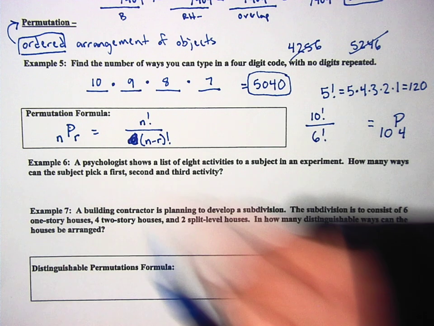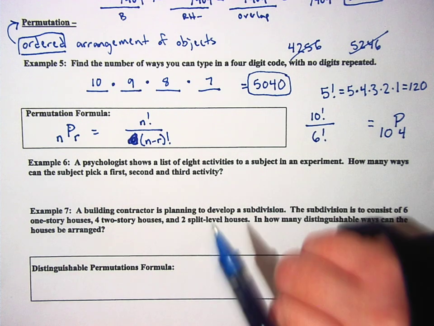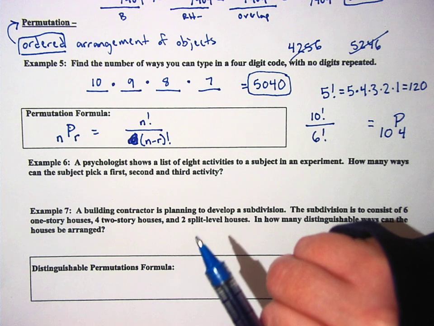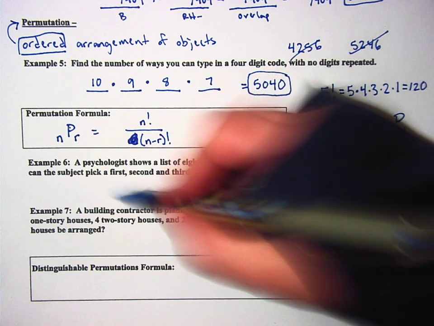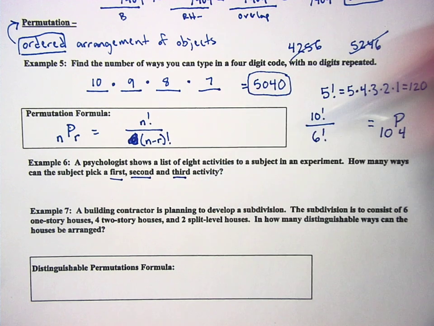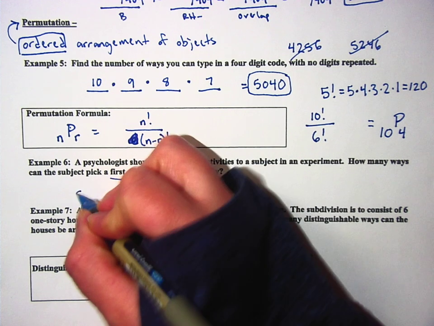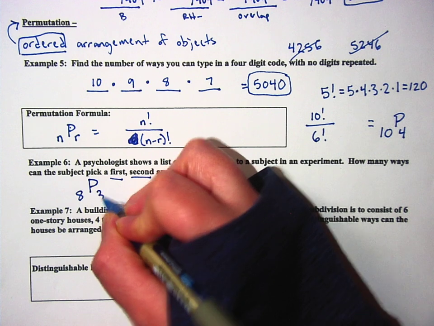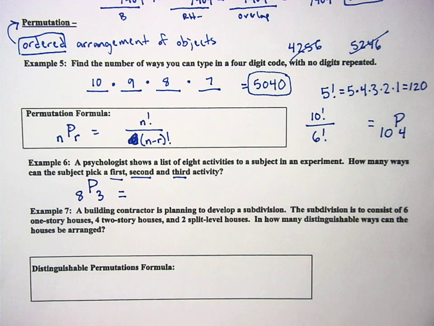A psychologist shows a list of 8 activities to a subject in an experiment. How many ways can the subject pick a first, second, and third activity? Now notice order matters because they're saying stuff like first, second, and third. It matters which one comes first, which one comes second, which one comes third. So there are 8 activities. We care about order, and we're getting 3 of them. 8 permutation 3.